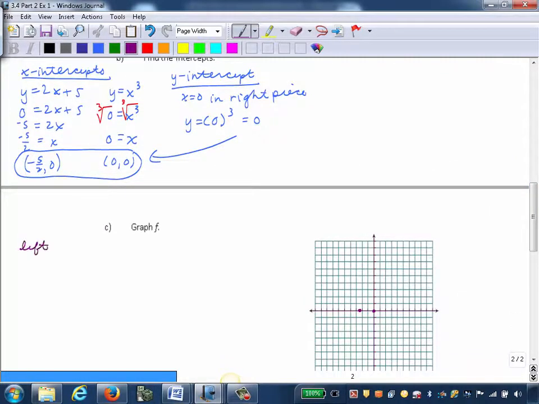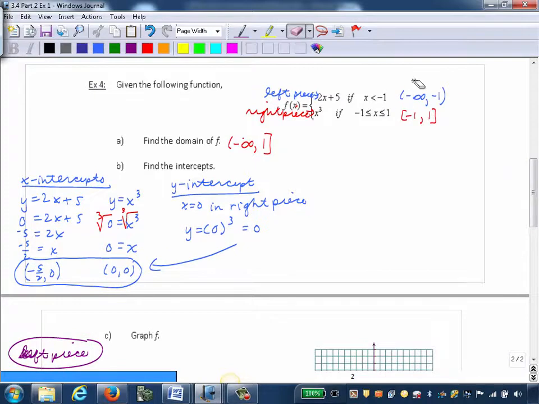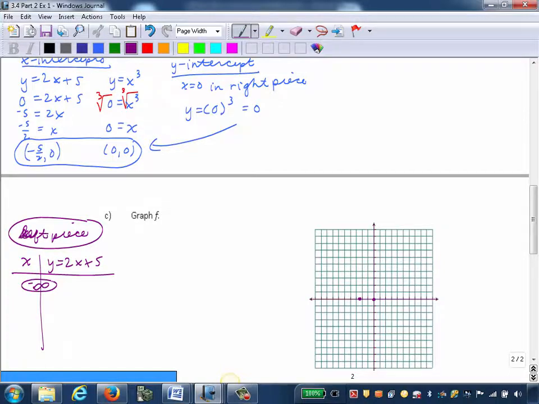So my left piece, I'll make an xy table, and my y value in my left piece is 2x plus 5. Now my left boundary of this piece is unbounded. It's from negative infinity. I can't plot negative infinity, but I'm going to make a note in my table that when I sketch the graph, I've got to show an arrow going all the way left, showing that it goes from negative infinity.